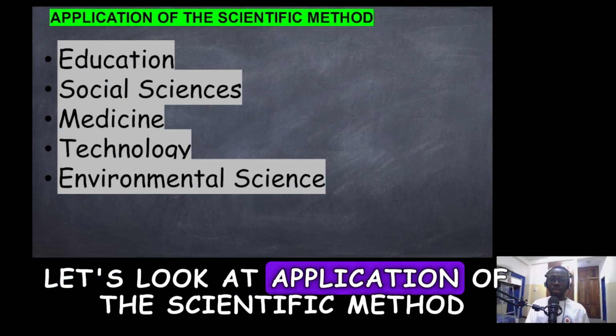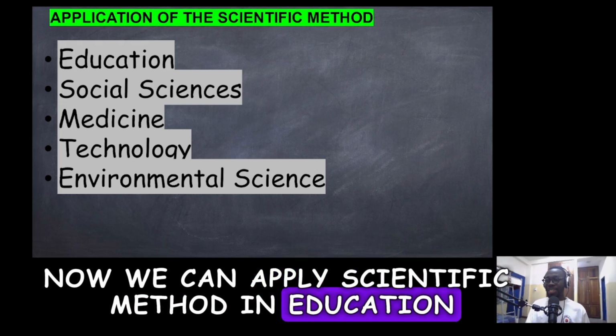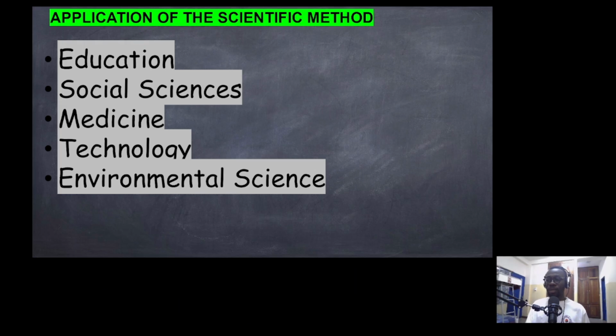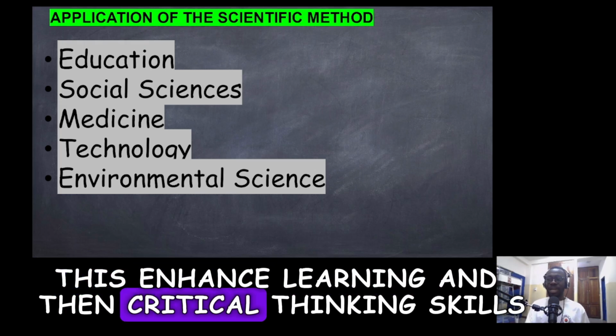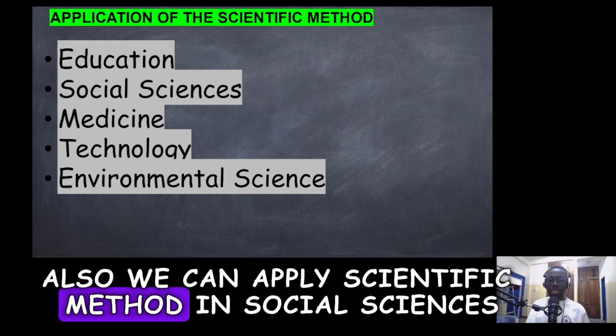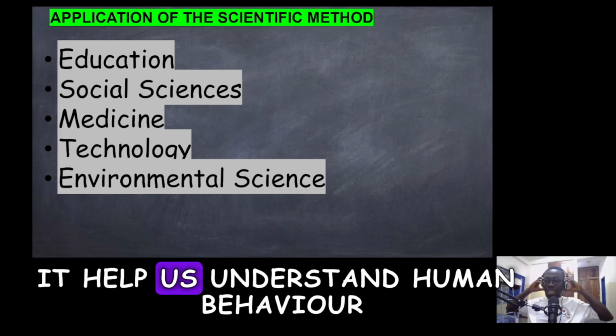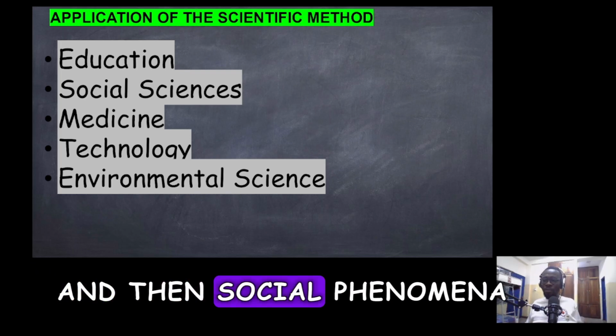Let's look at the application of the scientific method. Now we can apply the scientific method in education. This enhances learning and critical thinking skills. Also, we can apply the scientific method in social sciences. It helps us understand human behavior and social phenomena.